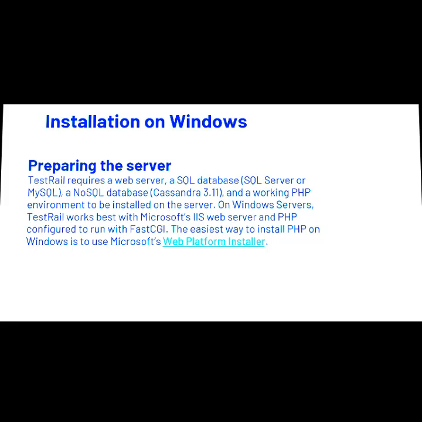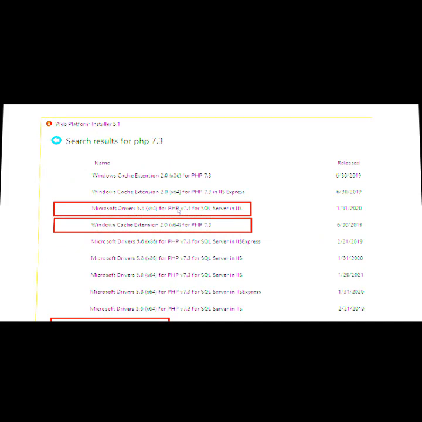You can see that you can click here, and this link goes to the Microsoft website where you can install the Web Platform Installer for your installation. You can see the Web Platform Installer 5.1. You can search and install these drivers: Microsoft drivers 5.1, 5.8, version 7 PHP 7.3 for SQL Server in IIS, and Windows Cache Extension 2.0 for PHP 7.3 and PHP 7.3.25.